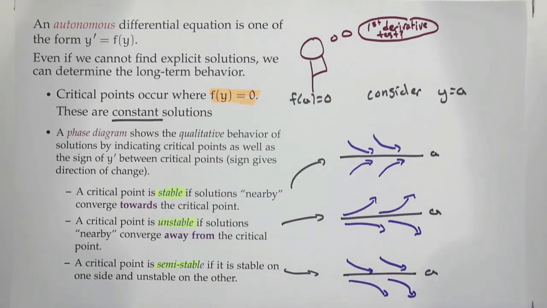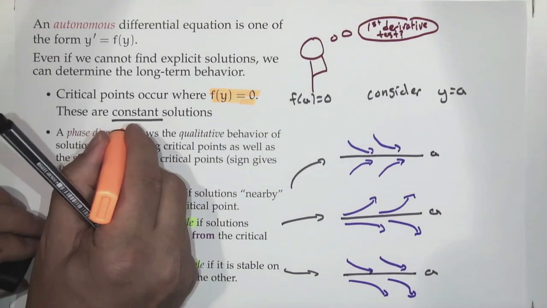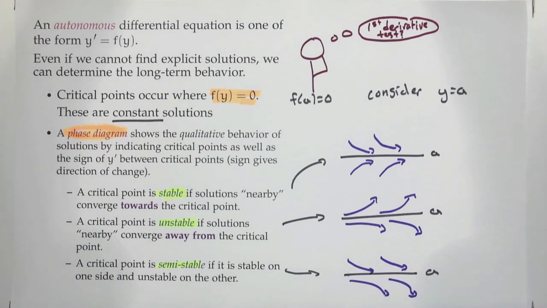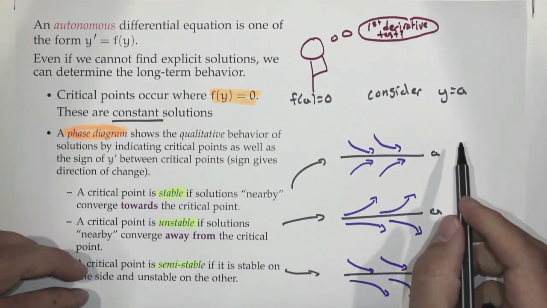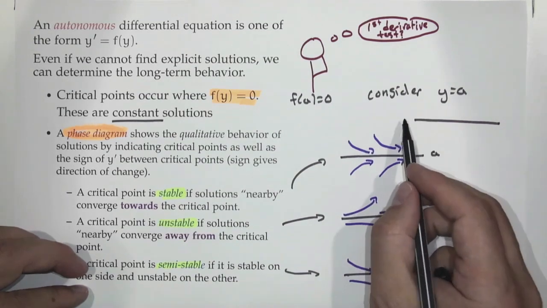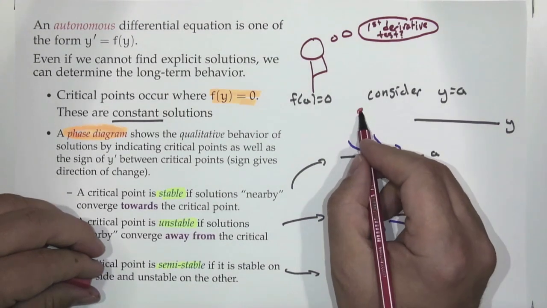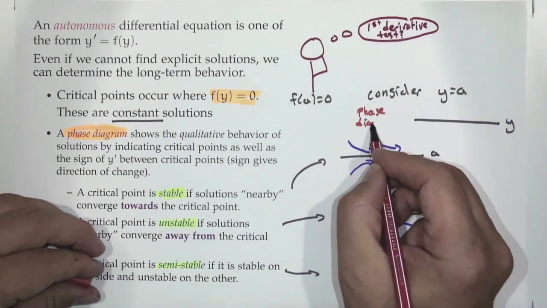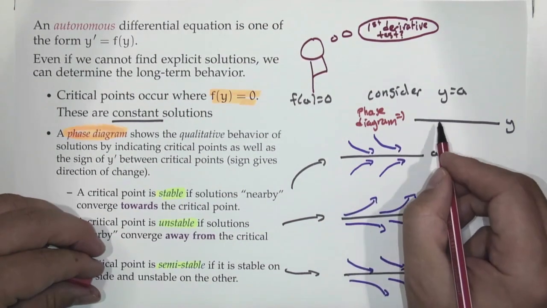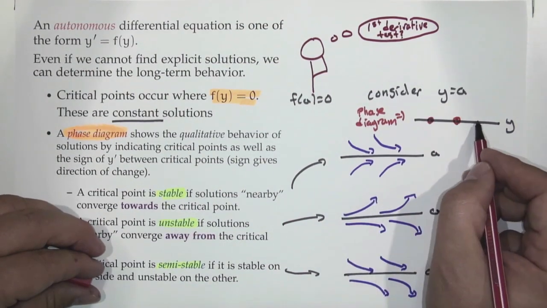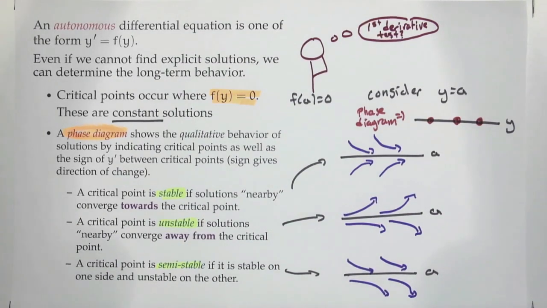So, the idea is that we can construct something called a phase diagram. Now, this is where we get really close to the first derivative test. A phase diagram is you draw the line, and this represents your y. Okay, so you draw your axis. So this is our phase diagram. And then you mark critical points. Okay, that's not surprising.